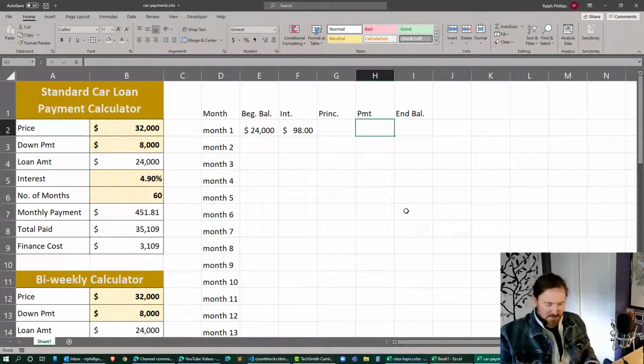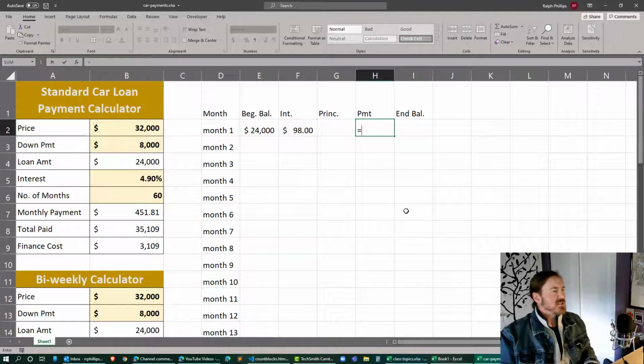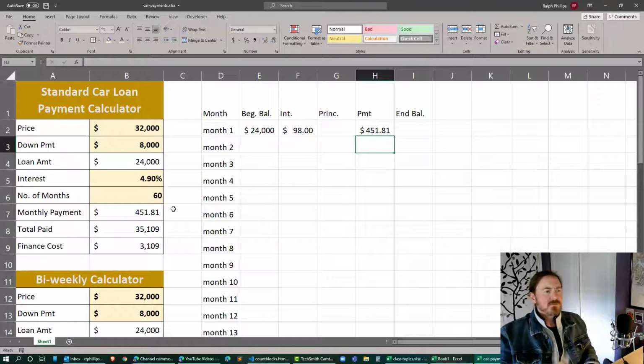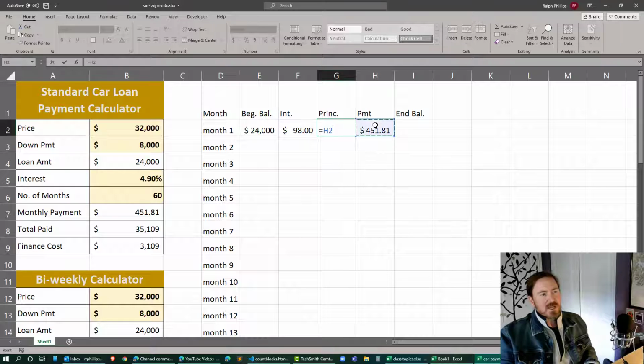So I'm going to go ahead and plug my payment in over here. My payment is going to be equal to my calculated payment, which is going to be right over here. I'm going to press F4 on my Windows machine, make that absolute, which means my principal is going to be equal to my payment minus my interest.